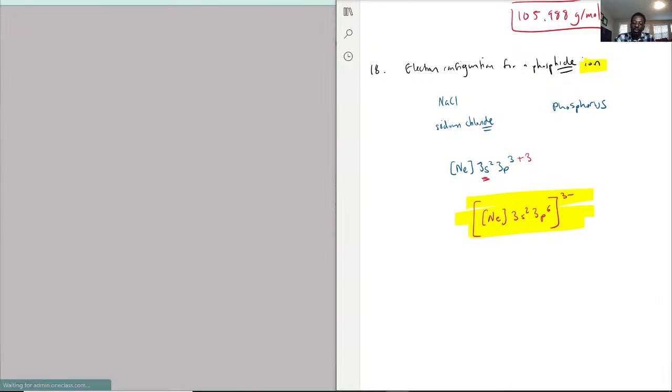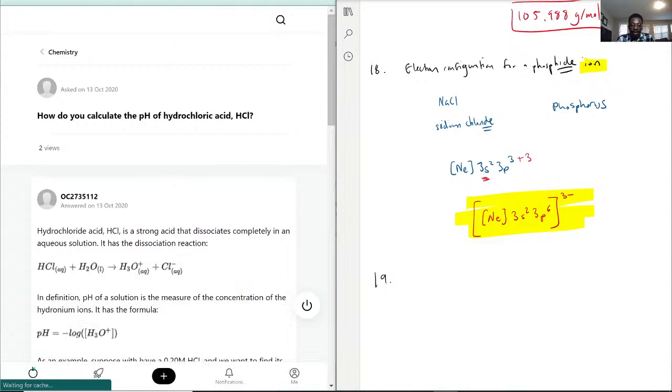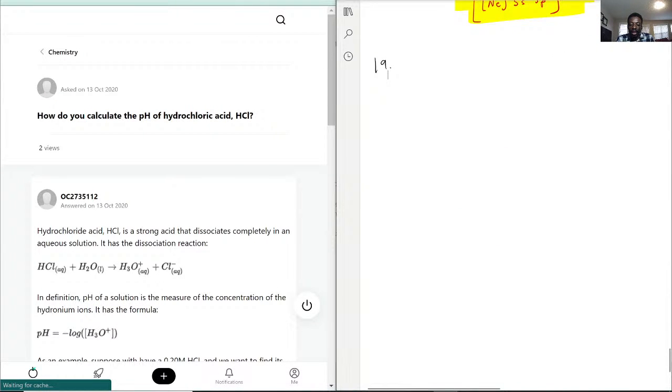And now let's move on to question 19 for today. How do you calculate the pH of HCl? I am so glad they had this. But let me just write the question down. To calculate pH of HCl.